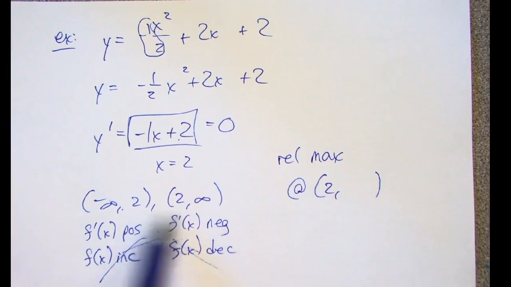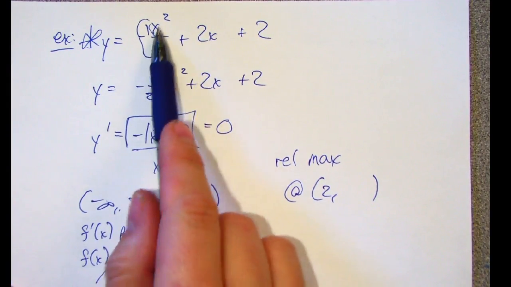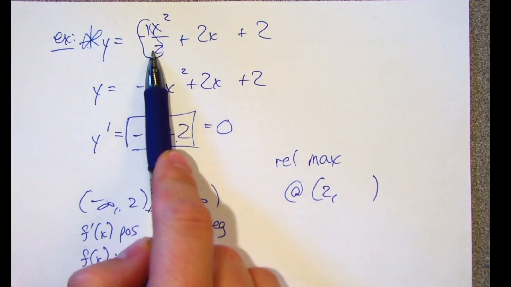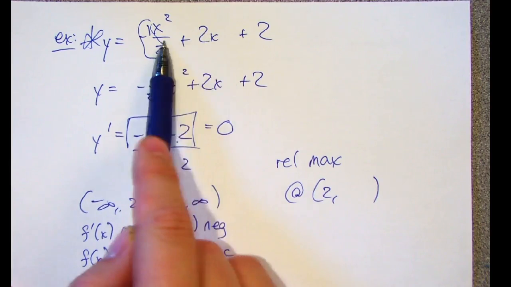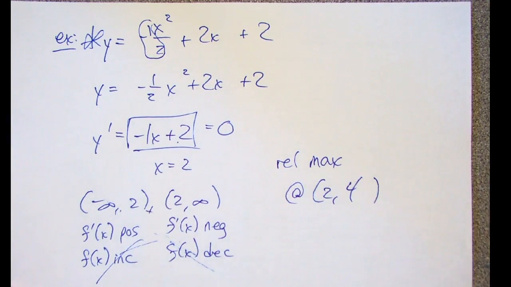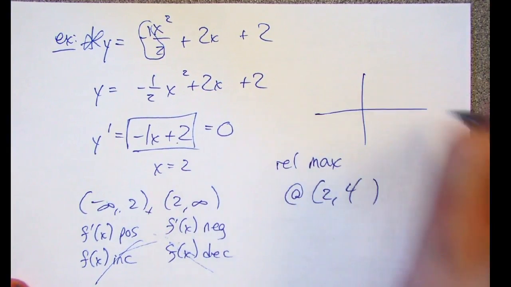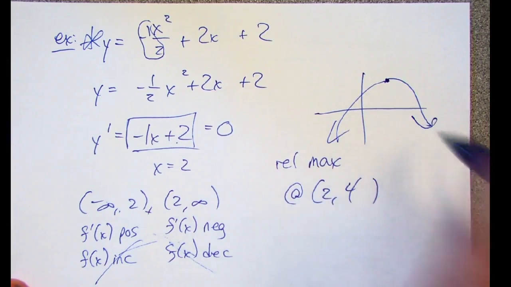at 2 because that's where the switch was, and then to find the y value we plug back into the original. So 2 squared is 4, negative half of 4 is negative 2, plus 4 puts me at 2, plus 2 more puts me at 4. And all this graph is, and again, you don't have to know this right now, but it increases up until there and decreases after, so it's just a parabola.